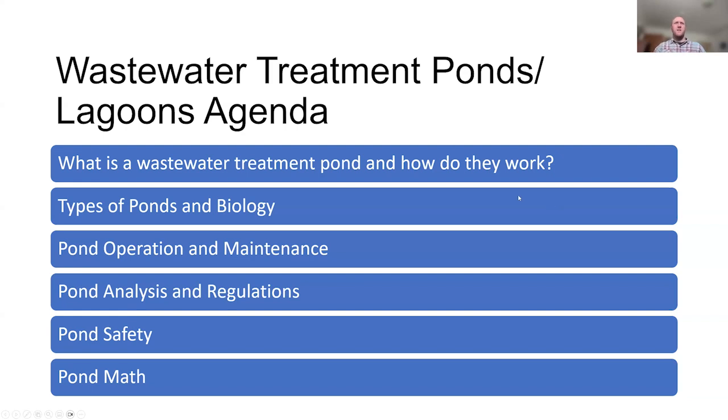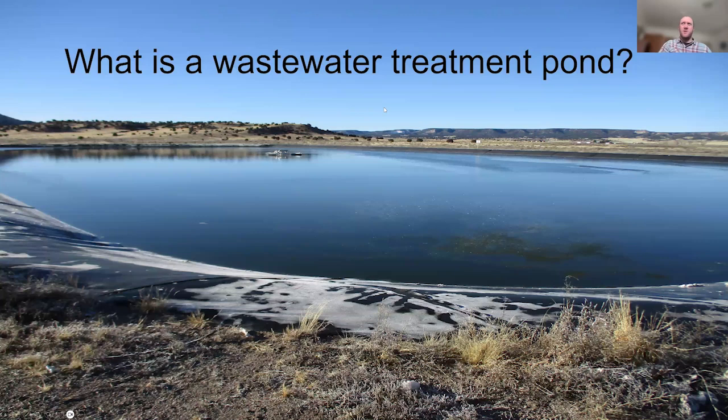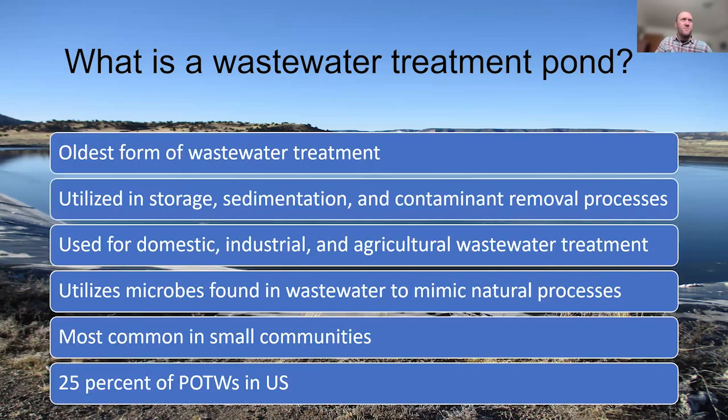All right, so just to begin, what is a wastewater treatment pond or a lagoon? You can see one right here, and this is one in New Mexico, and it pretty much just looks like a lake, an artificially created lake with a plastic liner around it. And in this one, you can see that they have an aerator in the middle, floating out there. It pretty much is a very simple way to treat wastewater, especially for smaller communities.